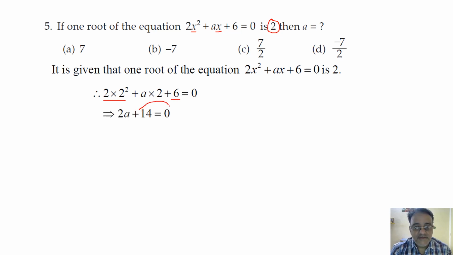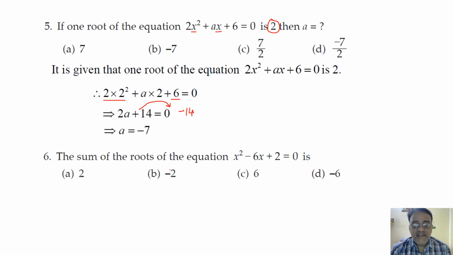Now shift 14 to this side, minus 14. So what is the value of a? Minus 7, very good. Now next question, the sum of the roots of the equation is dash. तो सेम फॉर्मूला हम लोग यूज करेंगे जो क्वाड्रेटिक पॉलिनोमियल में यूज कर रहे थे, minus b by a, right. So alpha plus beta is equal to minus b by a, where alpha, beta are the roots.